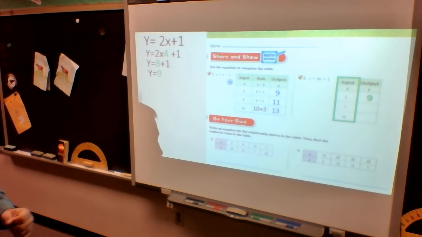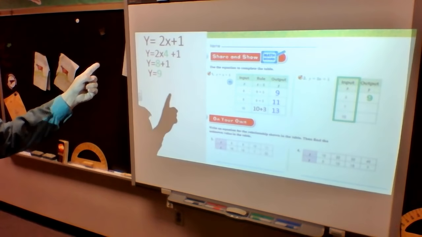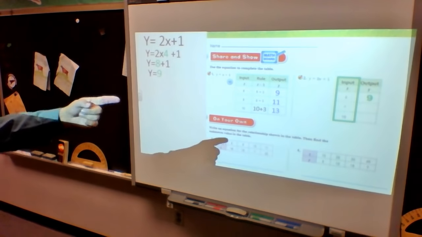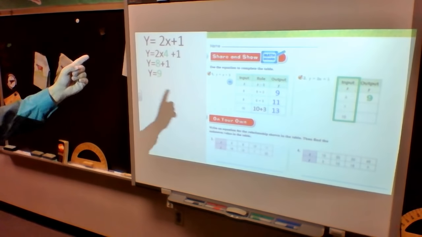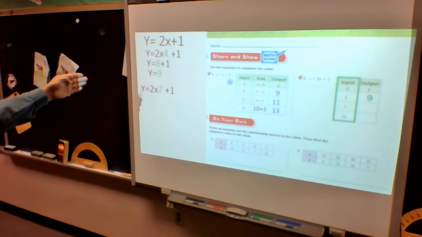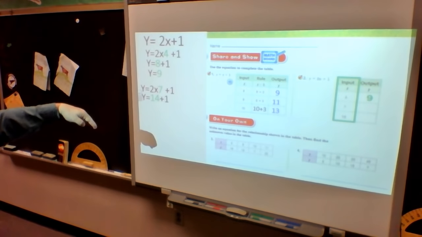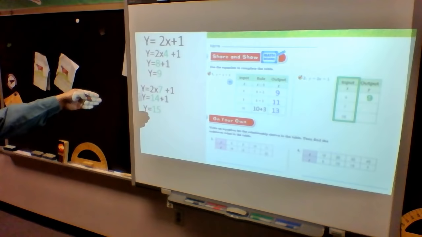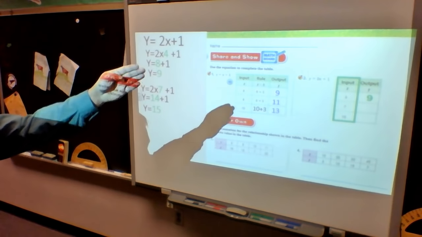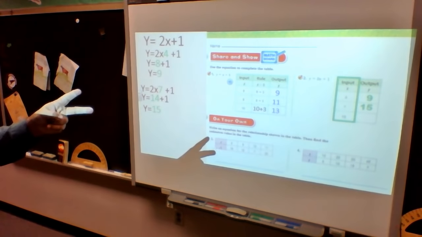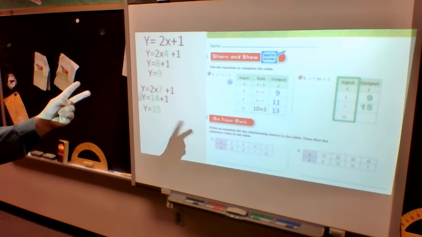I plug it into my chart. 2 points. It shows my work. I got my answer. Now I'm going to go back to my input box. I see a 7. And we'll plug it in. 2 times 7 plus 1. Just simply substitute it in. Multiplication first. 2 times 7 is 14. 14 plus 1 is 15. y is equal to 15. If my input is 7, my output has to be 15. 2 points. I showed my work. I plugged it in.